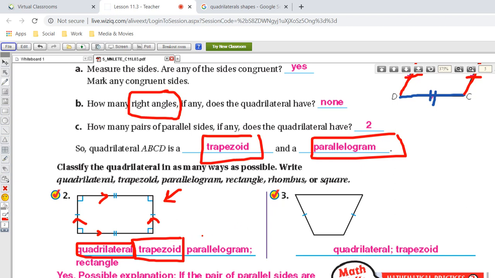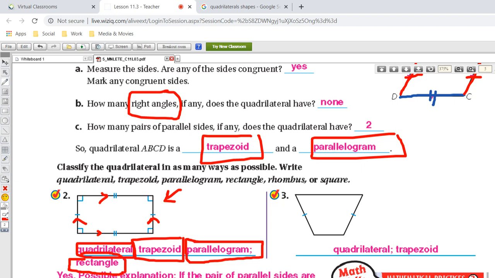Okay, the next one is parallelogram, because each two opposite sides are parallel. The next one, is there any right angle here? Yes, we have a right angle, so we can write also rectangle.